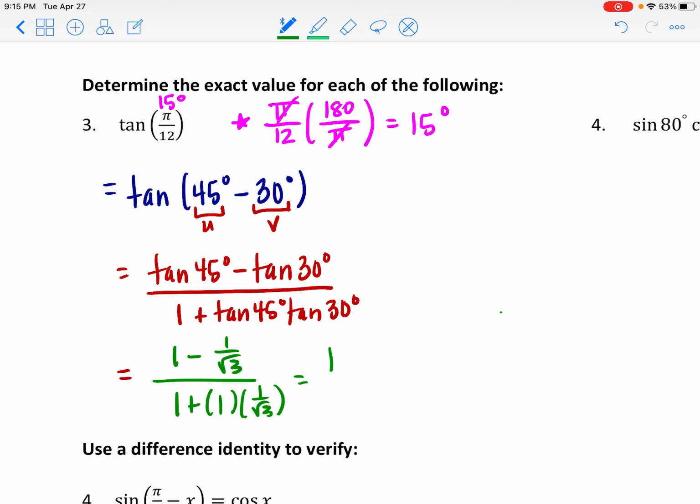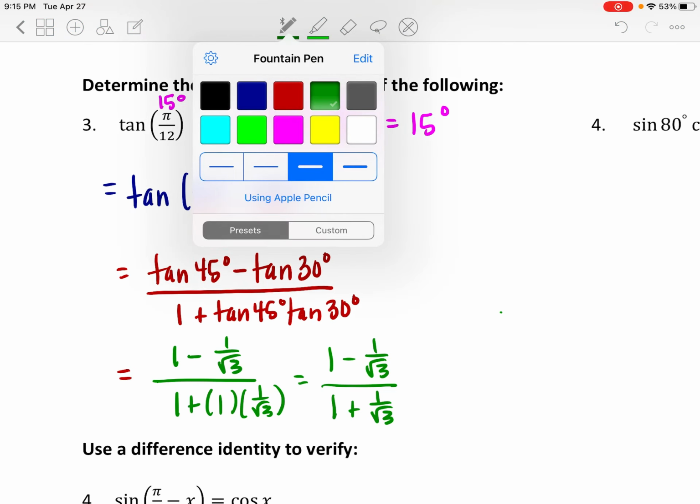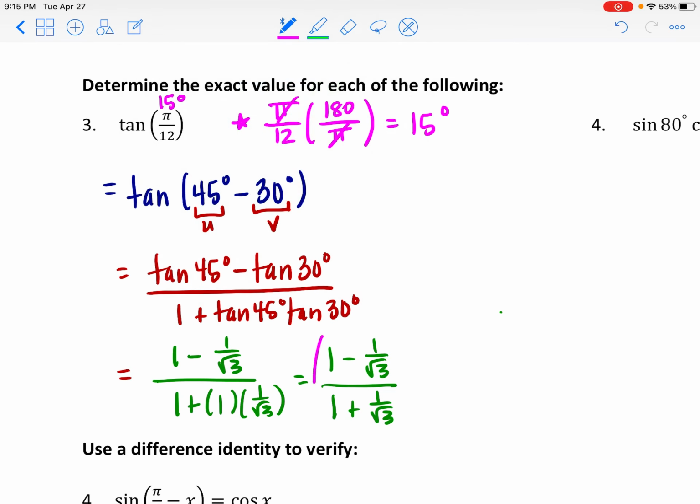So we have 1 minus 1 over radical 3 on the top of the fraction, and we have 1 plus 1 over radical 3 on the bottom. And that wouldn't be a terrible answer, but we generally don't want to leave complex fractions. We don't want to leave fractions within the fraction. So again, some algebra work here. I would simplify this. If we get a common denominator here, then all of the denominators are sort of irrelevant. We don't need them anymore.